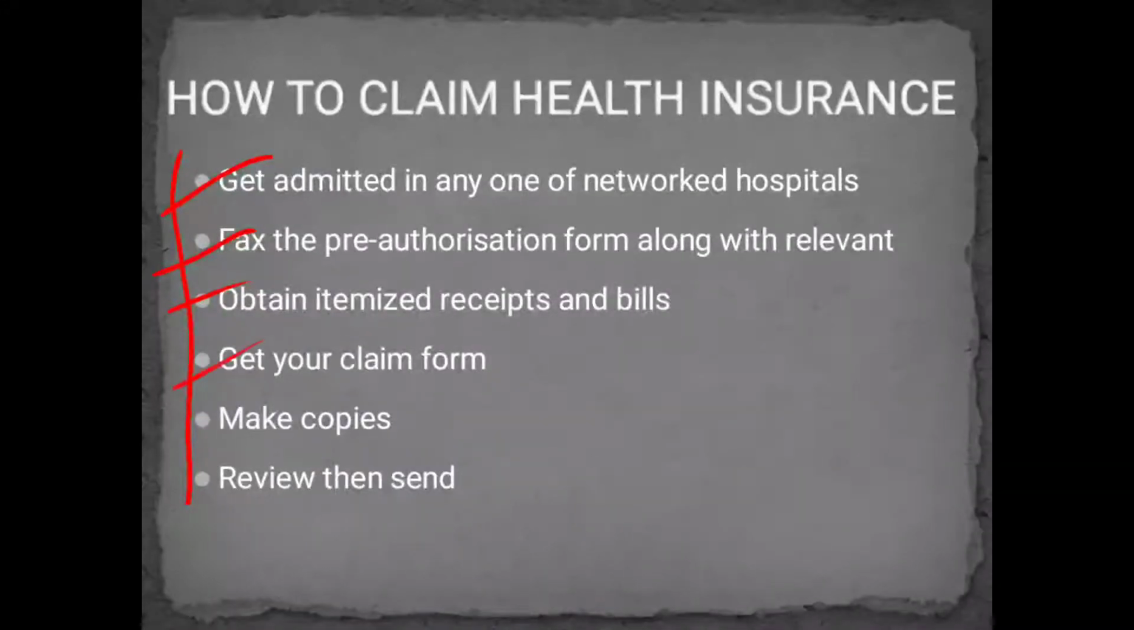Get your claim form. The insurance company's claim forms are there, and that has to be obtained. So you should get ready with your authorization form, then relevant documents, then the hospital details, all those things. Then make copies, not only one copy. Each scheme will say 2 copies or 3 copies you have to send. So review whether you have made all the documentation, then the final step is to send it. This is a simple procedure, and each scheme gives its own procedures that you can see and get.